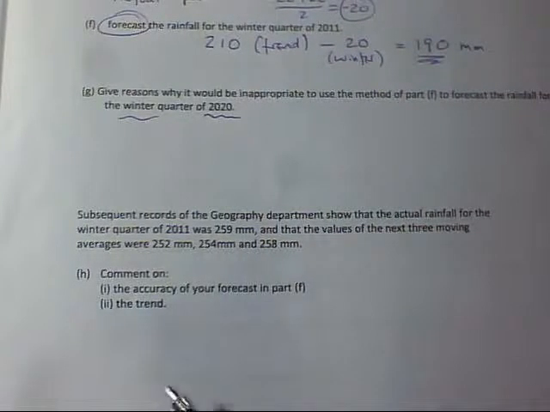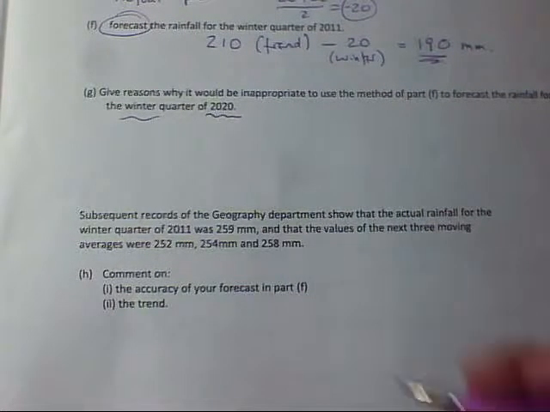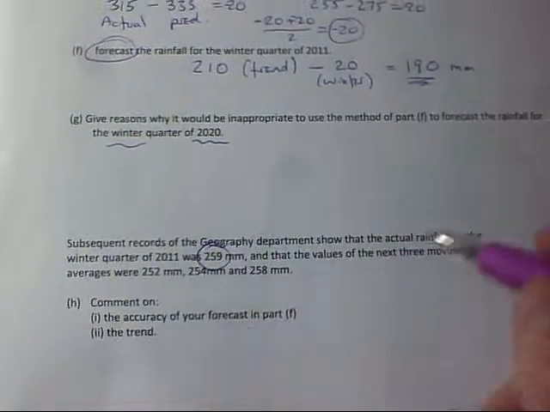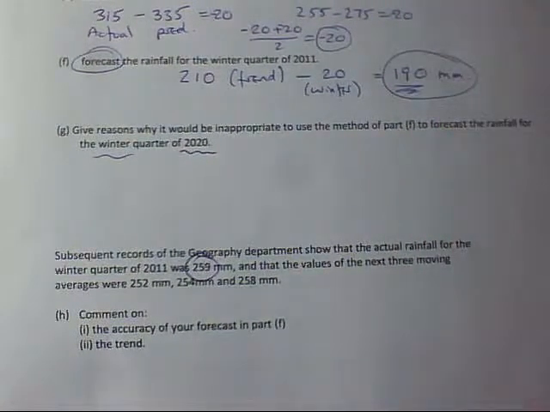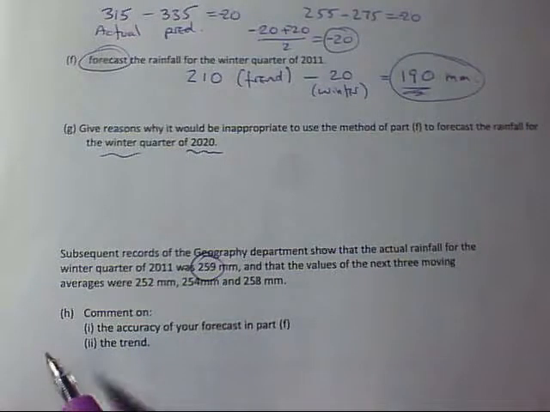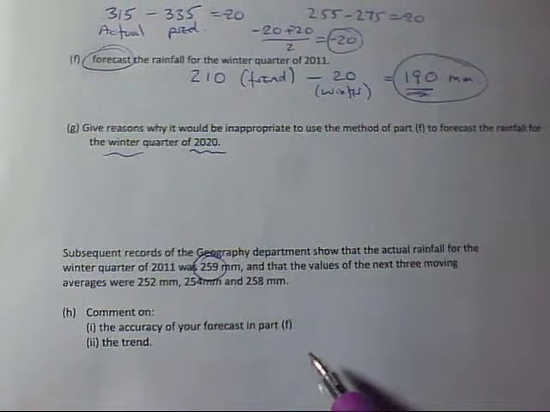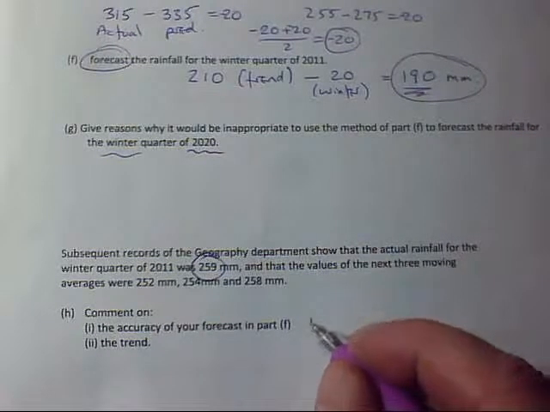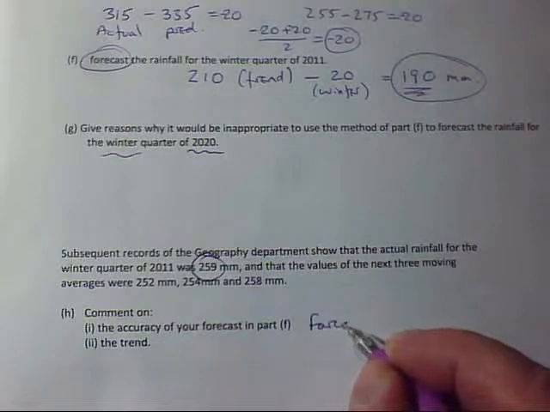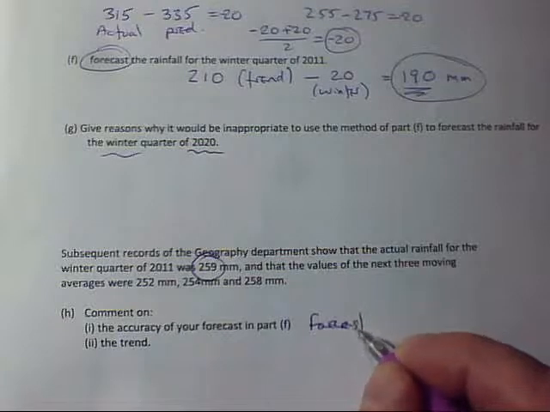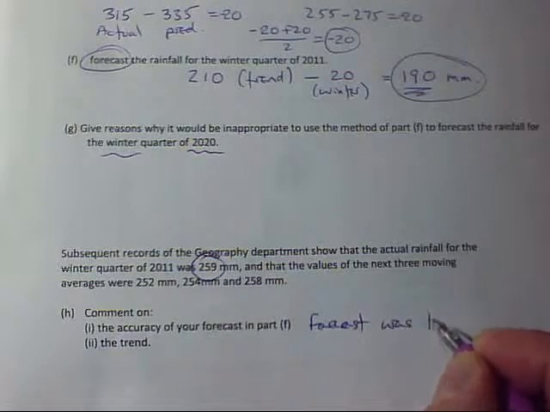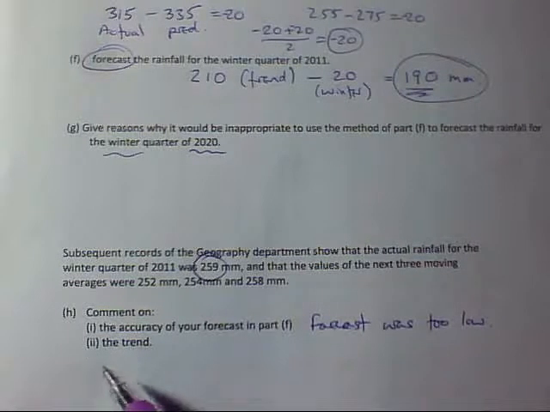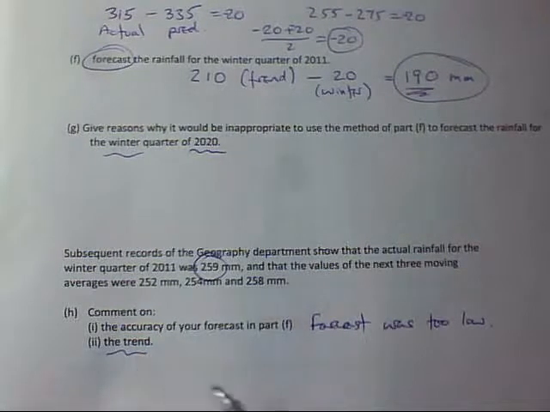Okay, and to finish off, we've now got some actual data. So the actual winter rainfall was 259. Okay, what did we predict it as? We predicted it as 190. Okay, so I've got to comment on the accuracy of that. Well, this is really easy. Our prediction, the forecast, was too low. Forecast was too low.